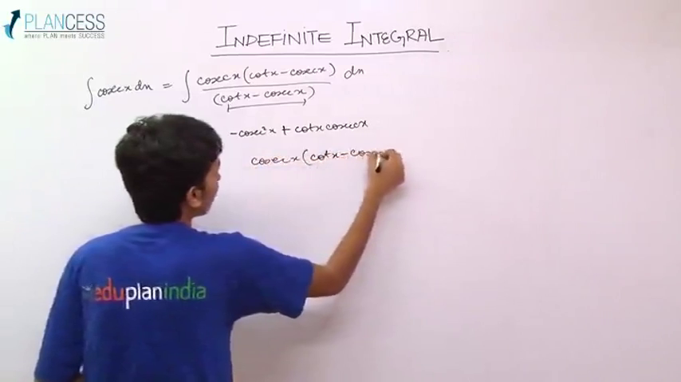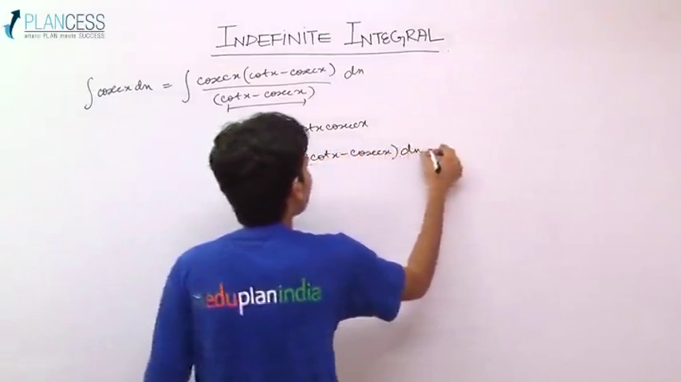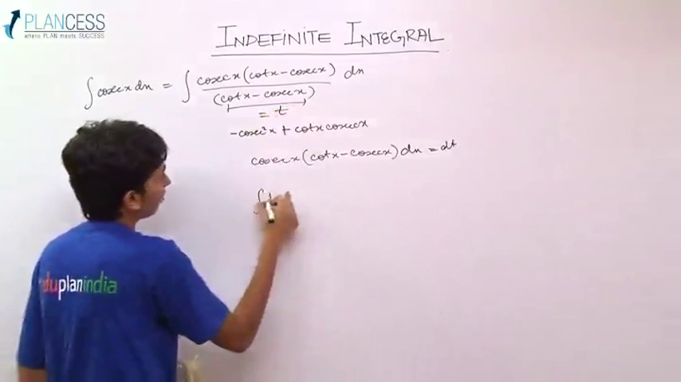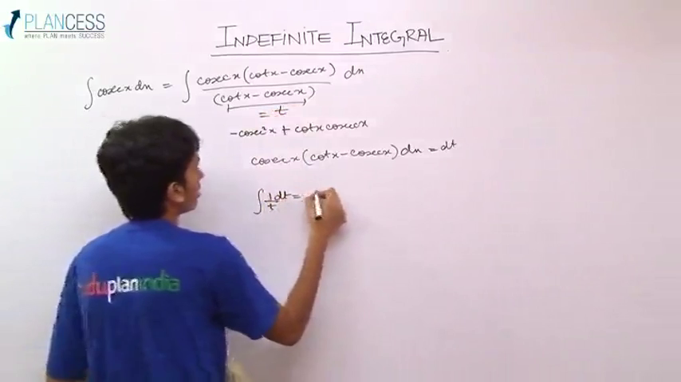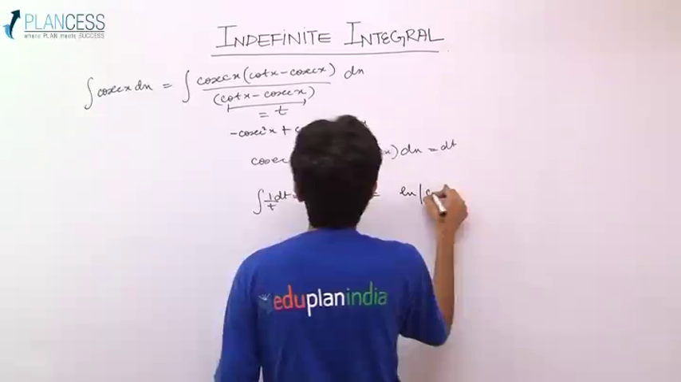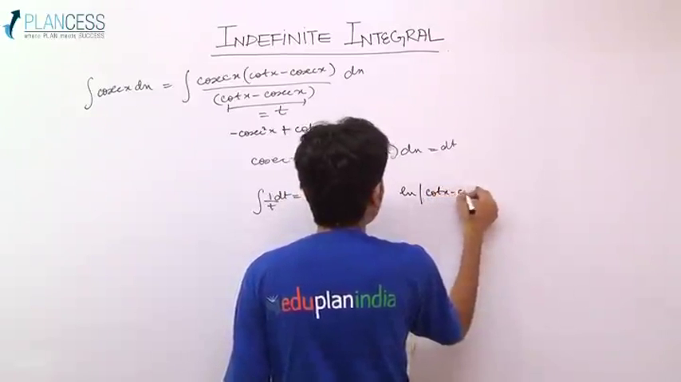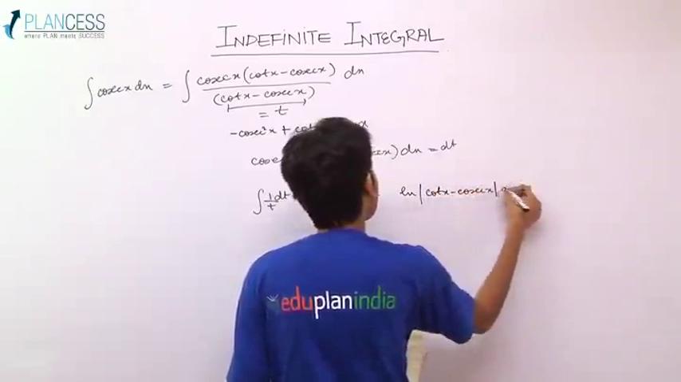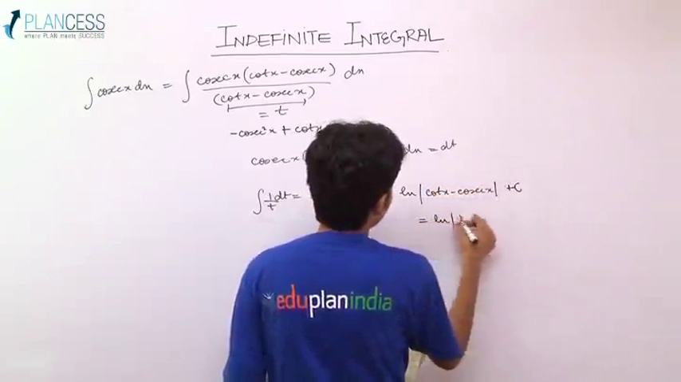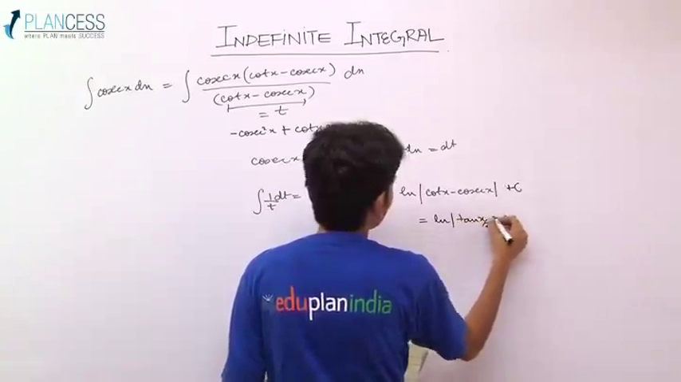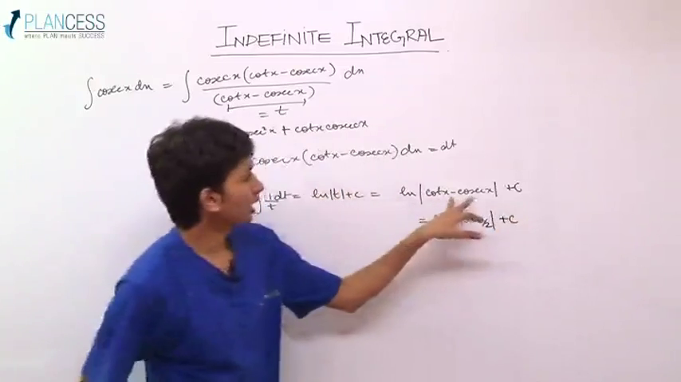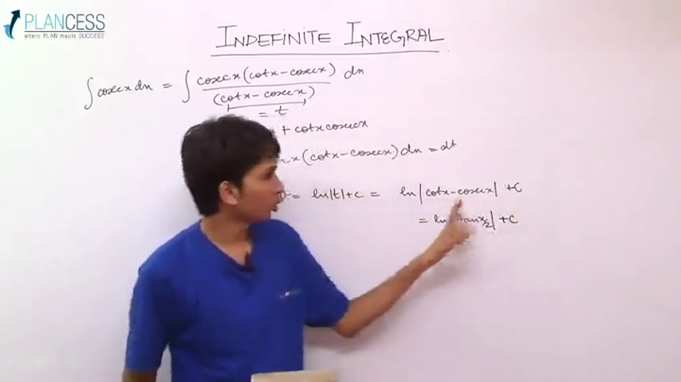Which is nothing but the numerator: cosec x (cot x minus cosec x) dx is equal to dt. If I assume this to be t, again I have integral 1 by t dt, which is nothing but ln mod t plus c, that is ln mod (cot x minus cosec x) plus c. On simplification this can be written as ln tan x by 2. You can use a trigonometric identity to simplify this. It's your wish which one to remember.